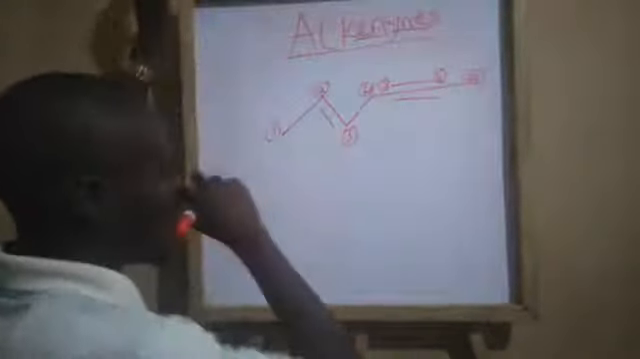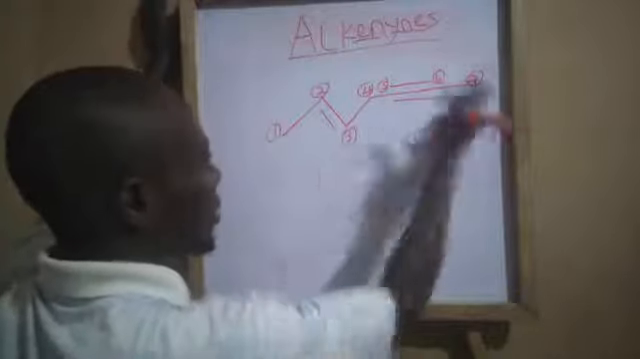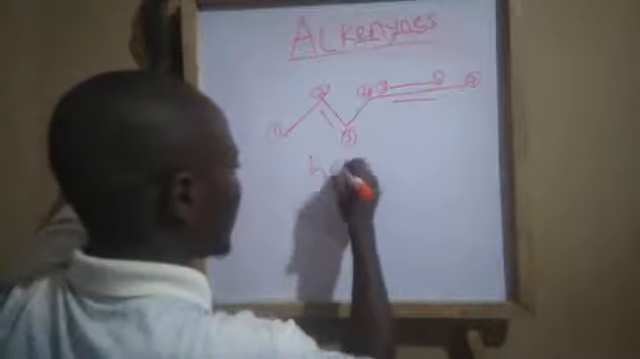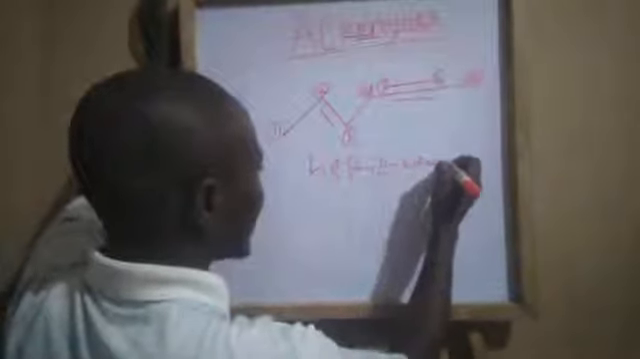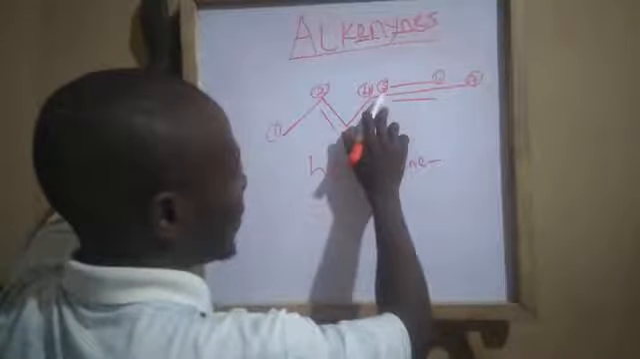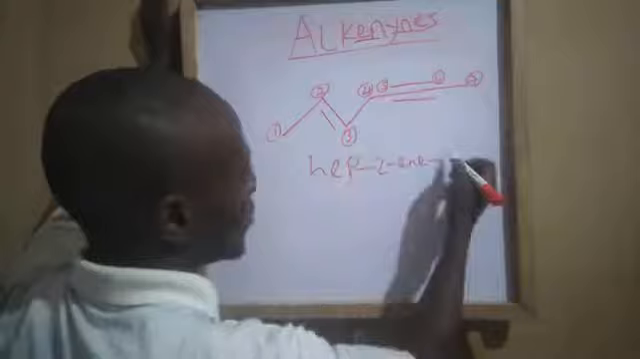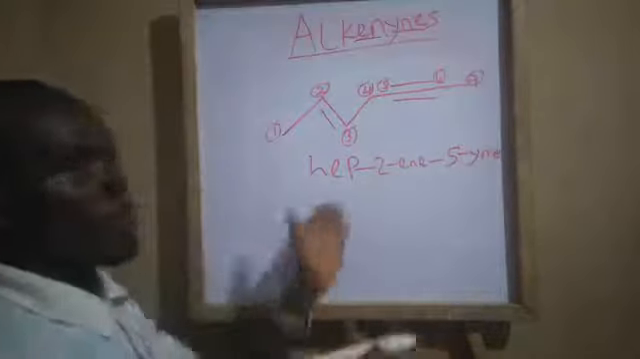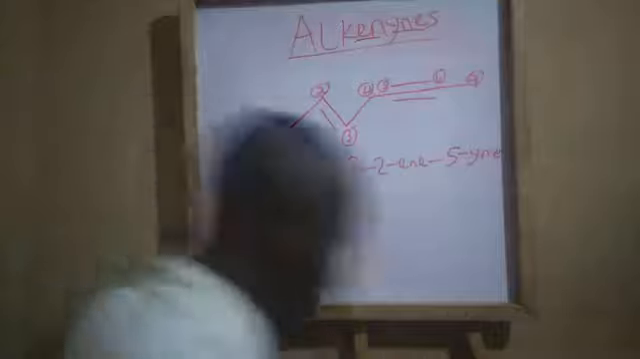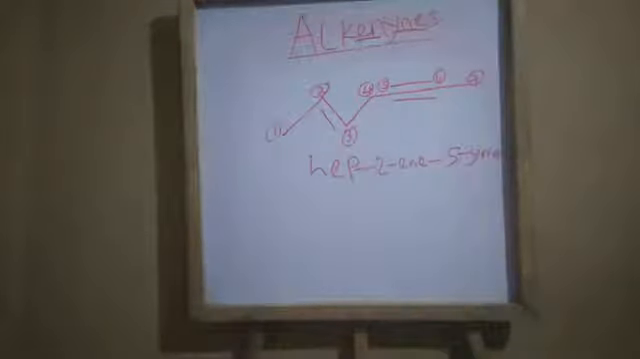Are you getting it? So now when you start your naming, it will now be 7. That's help. Then you have help 2 in. Are you getting it? Help 2 in. Then 5. After the fifth carbon, we have our triple bond. 5 I. Are you getting it? So that's the principle for naming it. So be able to name that successfully.